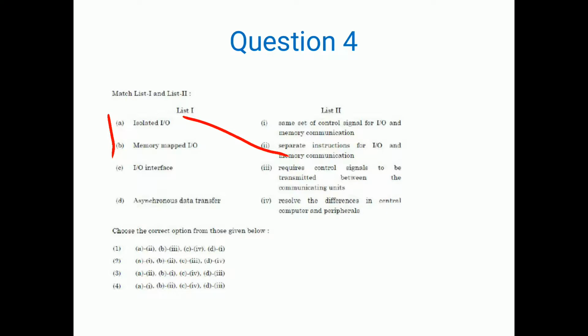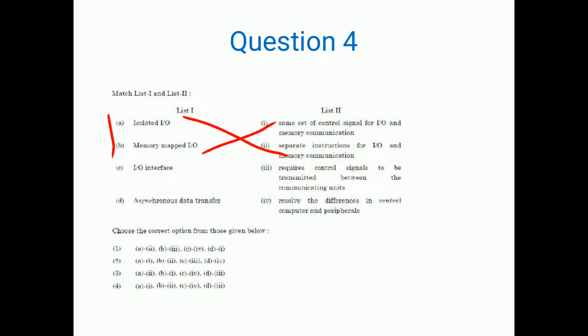So A is matched to the second option, and next one is memory mapped IO. In case of memory mapped IO, it uses the common bus and the common control signals, but a unique address space. So in List 1, the option will be 1. So B is matched to option 1.